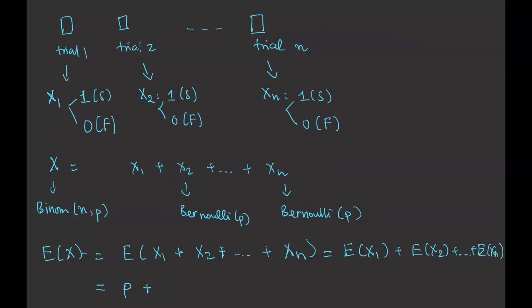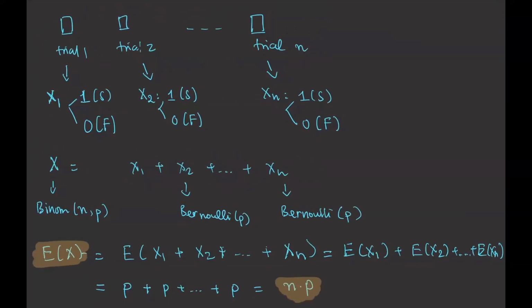Similarly, x2 follows a Bernoulli distribution with parameter p, so the expected value of x2 is also p. And it is actually true for every random variable xi. So we have a bunch of p's adding together. And how many times? We have n random variables, so we have p plus p plus p, n times. And this gives us n times p. So we just derived that the expected value of a binomial distribution is equal to n times p.